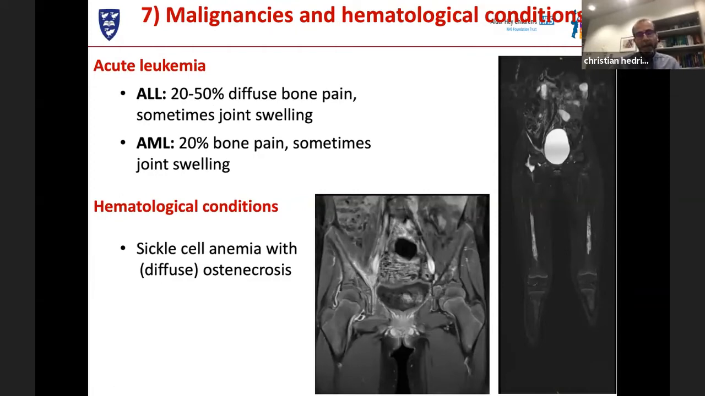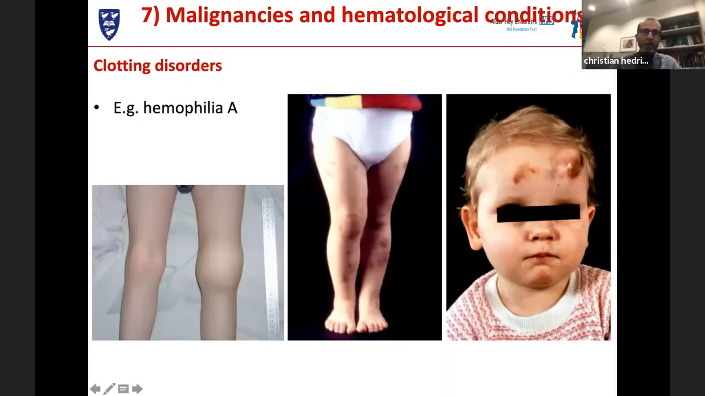Acute leukemia can cause diffuse bone pain, and in some cases even joint swelling, and therefore ALL as well as AML are differential diagnoses to juvenile idiopathic arthritis, and especially in ALL, up to 50% of all patients have bone pain. And there are even some patients who were misdiagnosed and seen by rheumatology specialist services with JIA who ended up having ALL. A number of hematological conditions can cause bone pathology and bone pain. For example, sickle cell anemia. In this case that I got the pictures from, it resulted in osteonecrosis and diffuse bone pains.